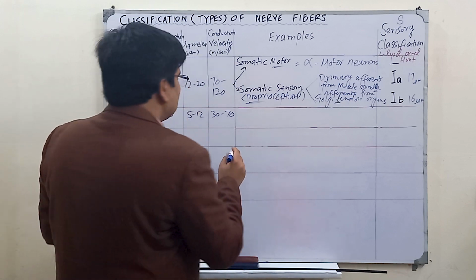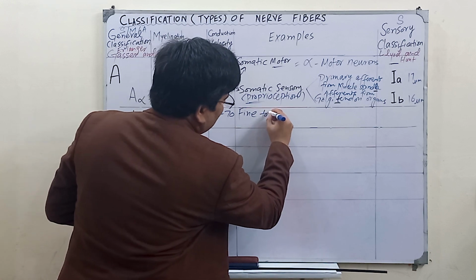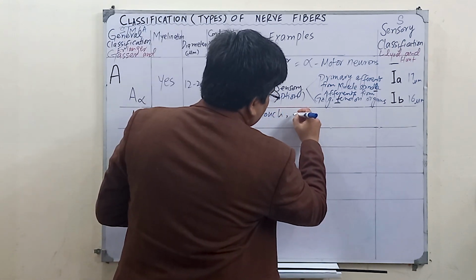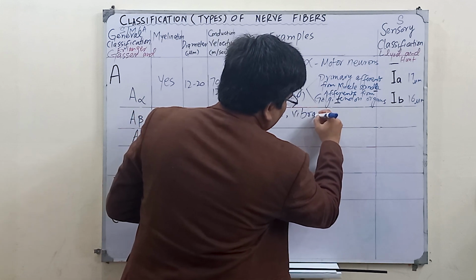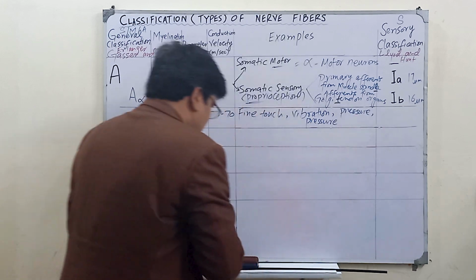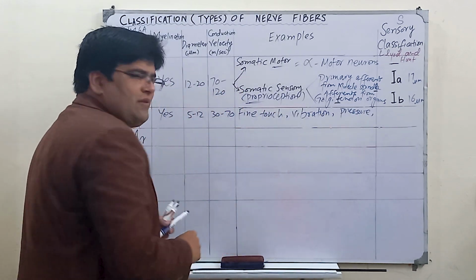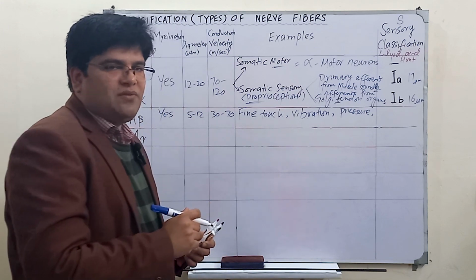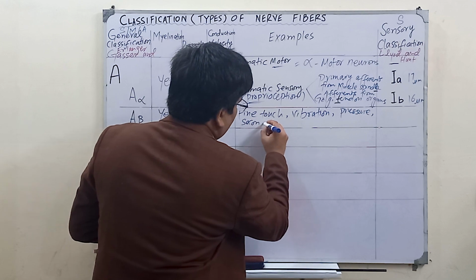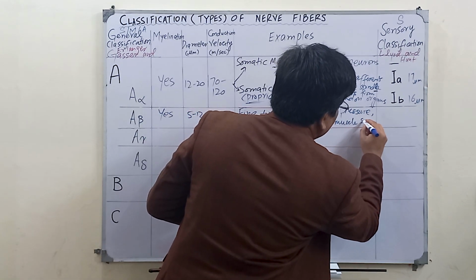So the signals carried by A beta types of nerve fibers are the fine touch you're giving to your son, then some tapping, the vibration, and then some pressure. These kinds of signals are carried by A beta types of nerve fibers. Another very important signal carried by A beta types of nerve fibers is the secondary afferents from muscle spindles.